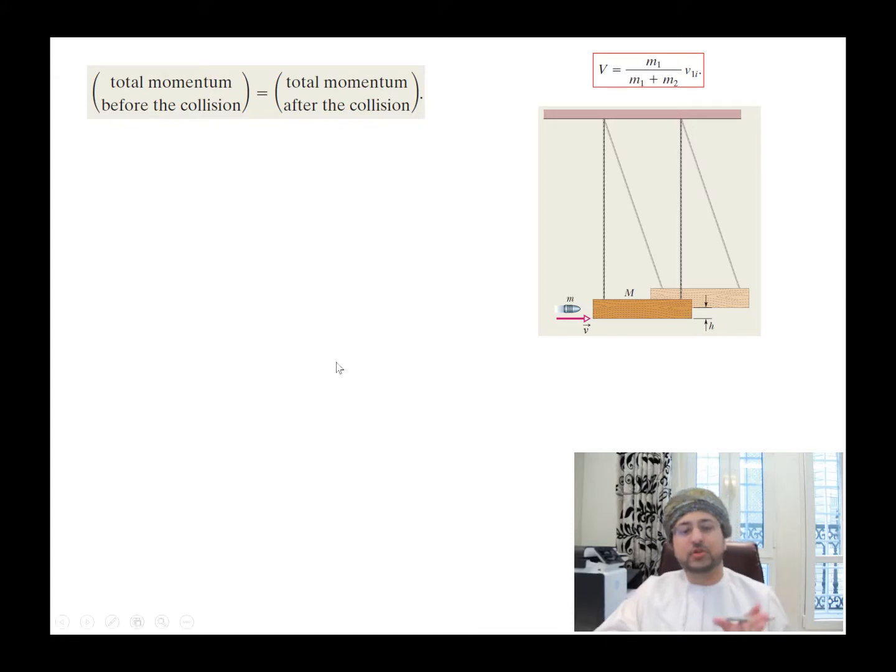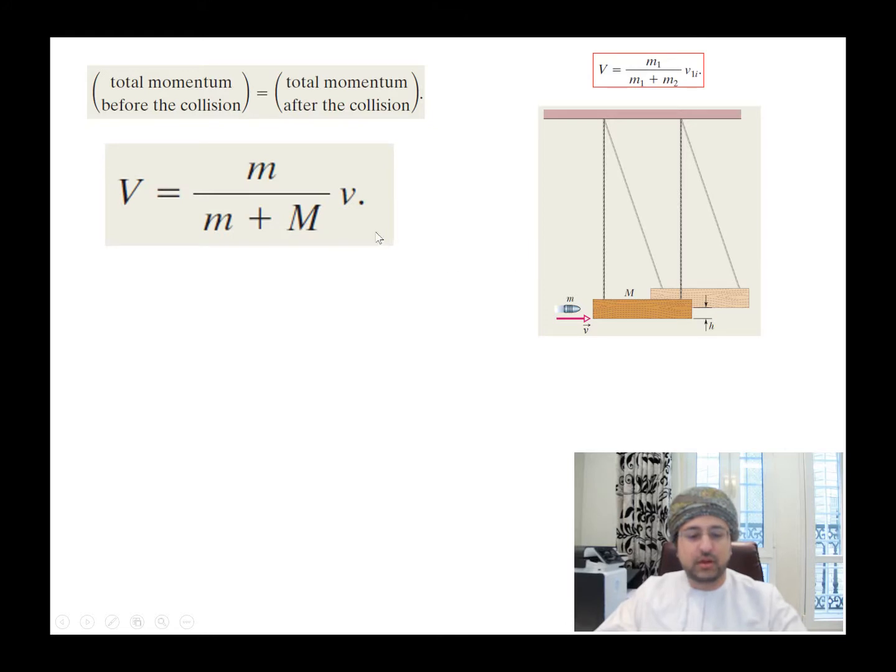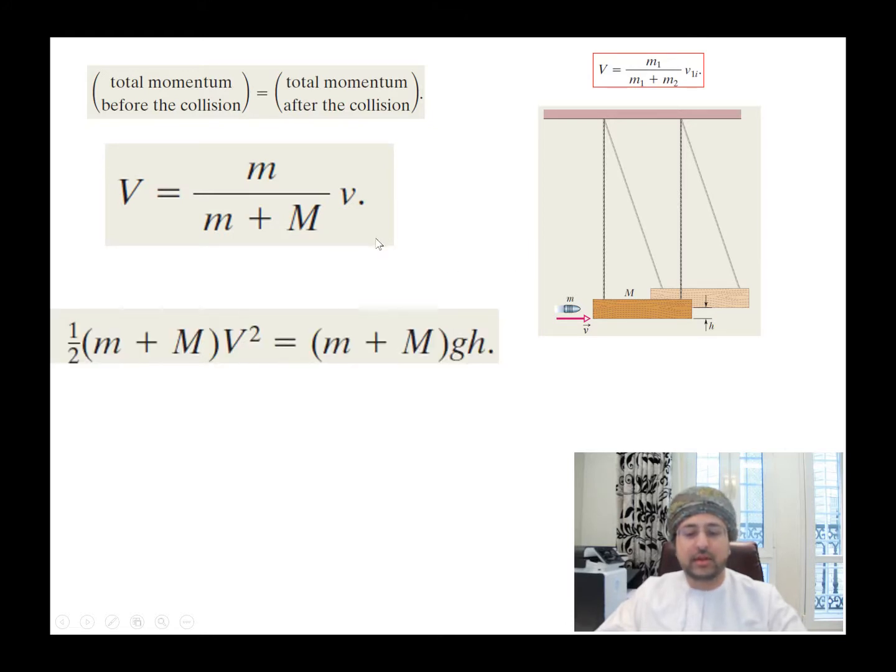Total momentum before the collision equals total momentum after the collision, and they use our equation. And what do they end up with? Well, a whole bunch of maths. Let's take a look. M1 v1 plus M2 v2 equals M1 v1F plus M2 v2F. But our final velocities are the same because the bullet goes inside the wood and doesn't come out. So we get our equation up in the corner here: V equals M1 over M1 plus M2 times v1i.